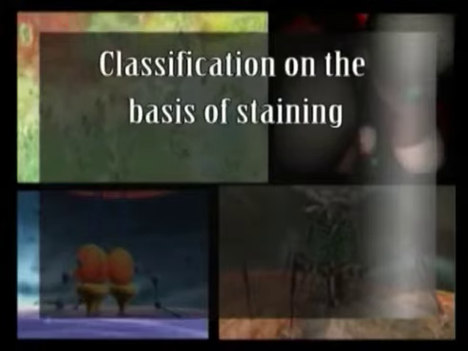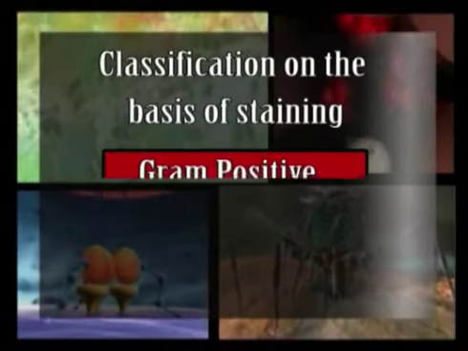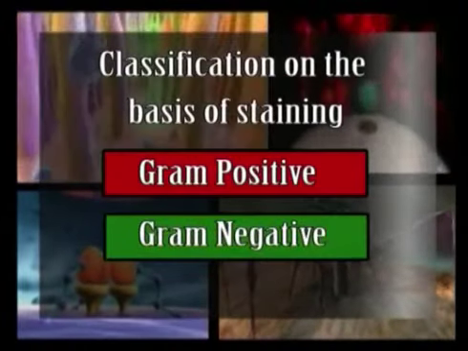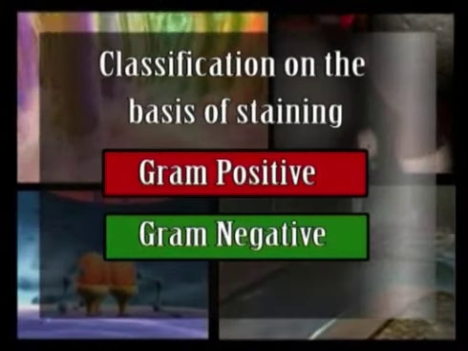Now, on the basis of staining, they are classified as gram-positive and gram-negative bacteria. Bacteria which retain gram stain during the staining even after decolorization are called gram-positive, whereas those which lose stain after alcohol treatment are known as gram-negative bacteria.